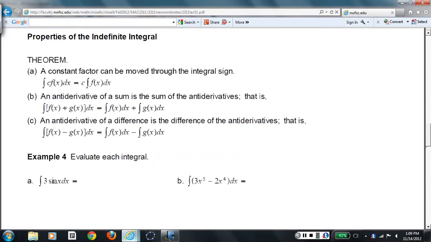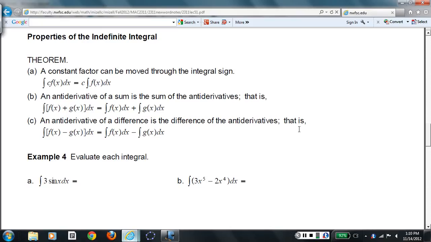Properties of the indefinite integral. It's a linear operation. Integration, just like differentiation, is a linear operation. Basically, if we apply it to the sum of two expressions, then it's equivalent to applying it to the individual expressions and then adding those two results. Likewise, the integral of a constant times a function is equal to the constant times the integral of that function.